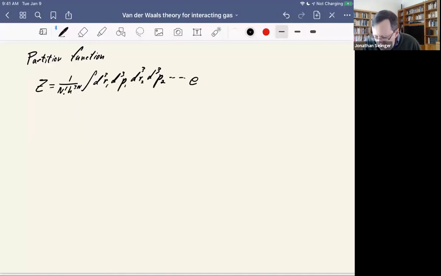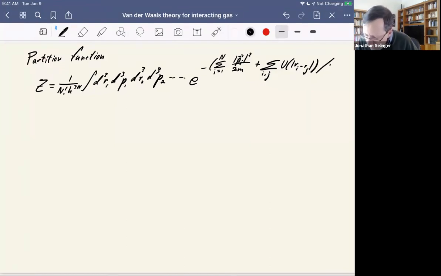Now the energy is the kinetic plus potential. So there's the kinetic energy. That's just the same as we had before. And now there's also the potential energy. So sum over i and j of this potential energy in terms of ri minus rj, and all that divided by kT. Now, let's see if we can do the integrals the same way that we did before. Well, we have position integrals and we have momentum integrals, just like before.